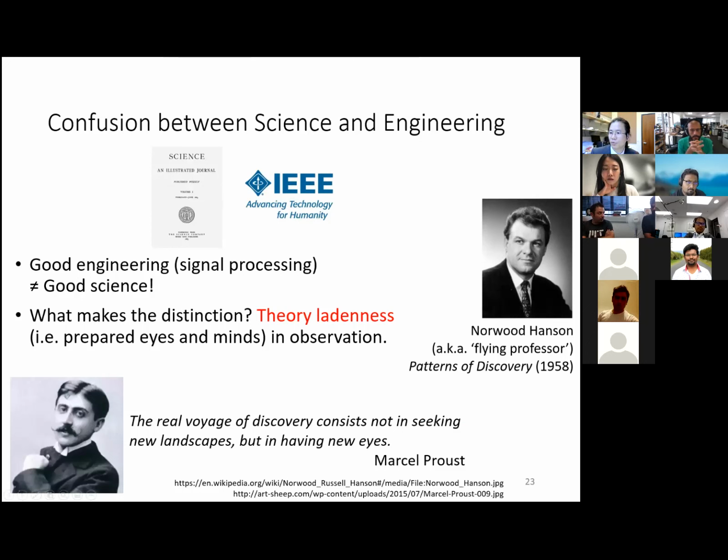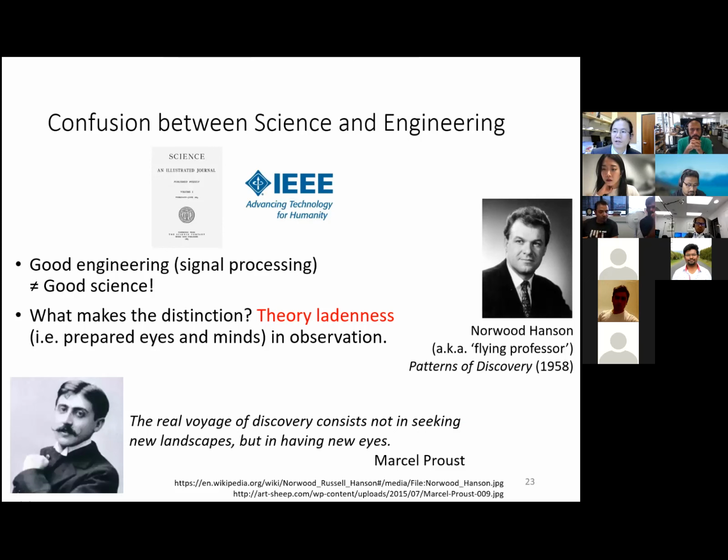So this Norwood Hanson was a philosopher, but also a pilot in World War II. He was called a flying professor. His background was actually physics, so his book talks a lot about contemporary physics, like Einstein's relativity theory, from the viewpoint of the philosophy of science.